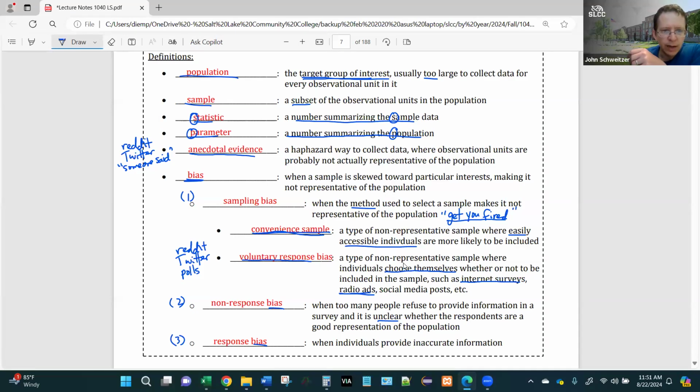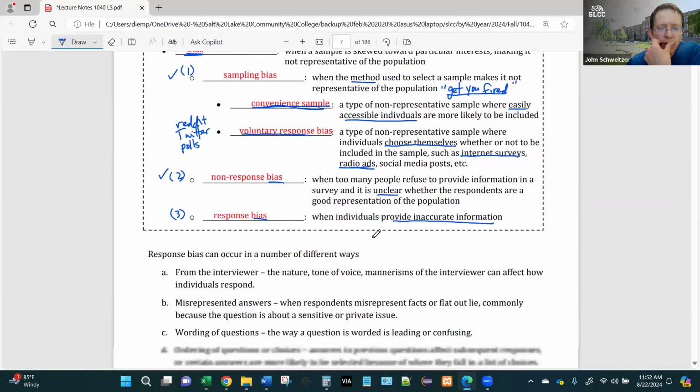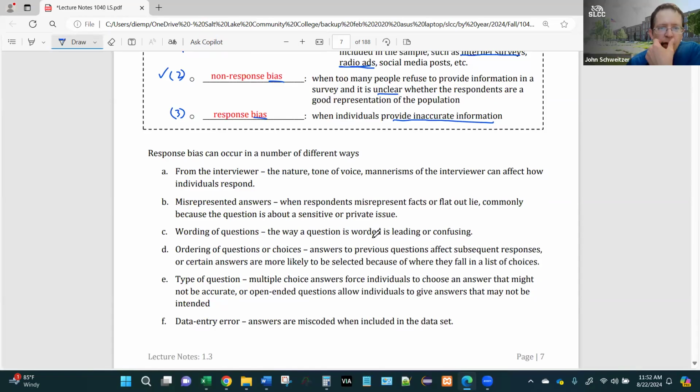So we've got our sampling bias, our non-response bias, and then the third type of bias is the response bias. Okay, and this occurs when people provide inaccurate information. So why would that happen? Well, there's a ton of reasons why response bias can occur. Okay, so some of them are more subtle.